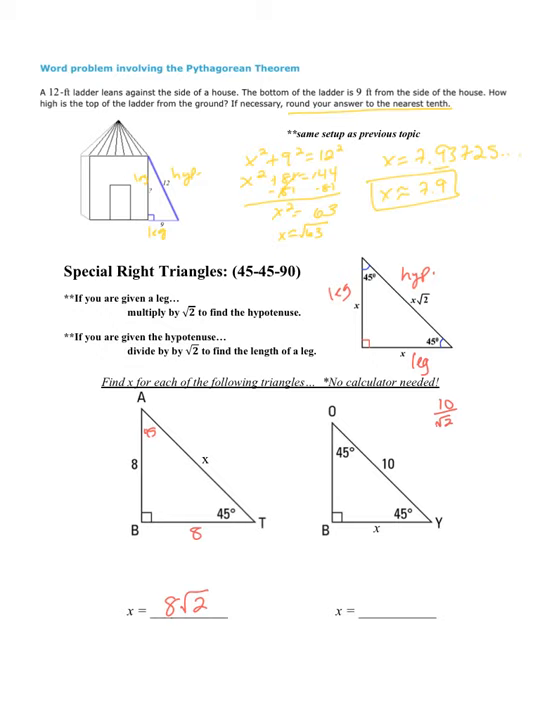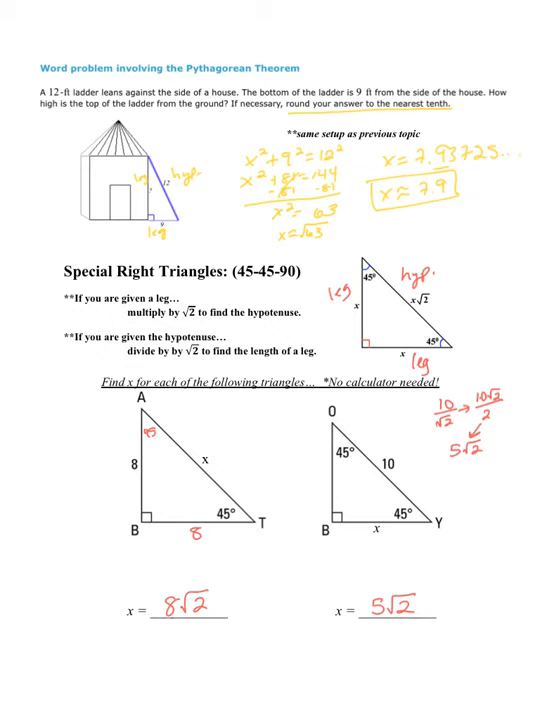You learned how to do this last day. We have to rationalize. 10 square root of 2 over 2 because we multiply the numerator and the denominator by the square root of 2. Now we can reduce 10 over 2. This becomes 5 square root of 2. So x is 5 times the square root of 2.